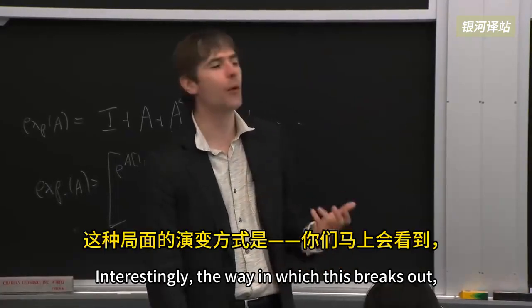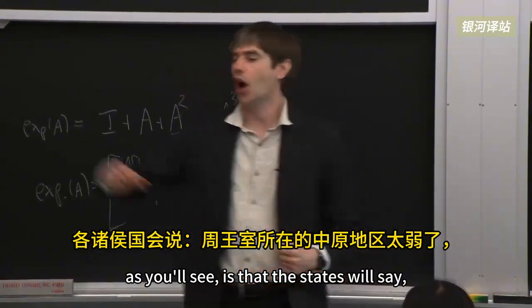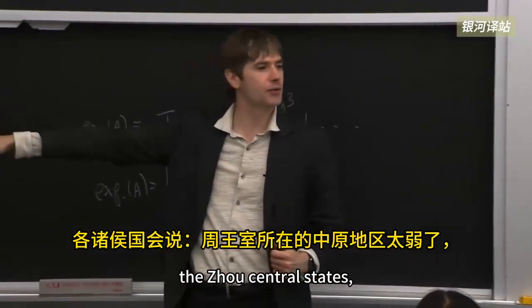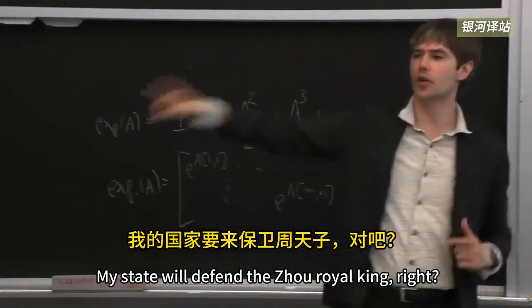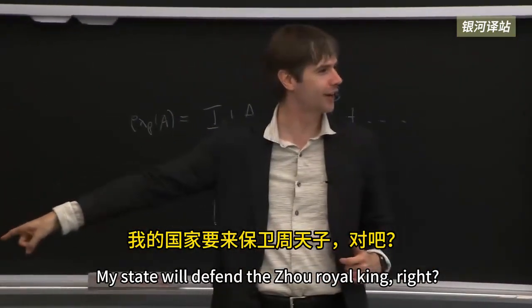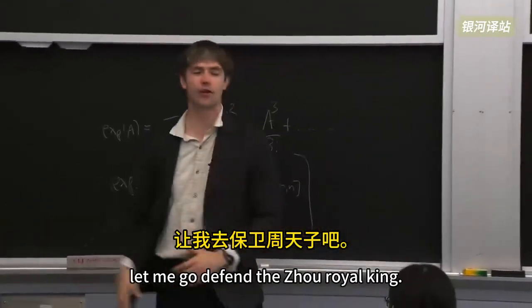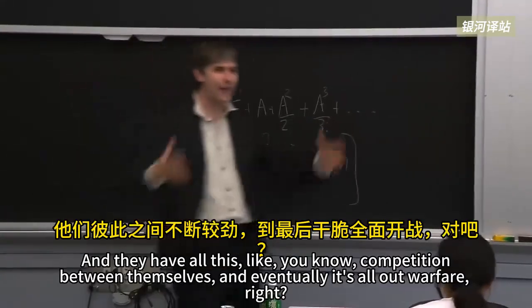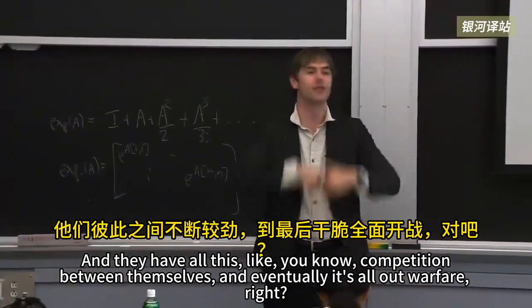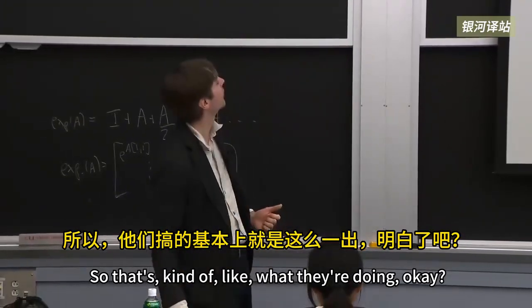Interestingly, the way in which this breaks out, as you'll see, is that the states will say, the Zhou central states are so weak they need to be defended. My state will defend the Zhou royal king. So they basically say, I have the biggest army, let me go defend the Zhou royal king. No, your army sucks, let's use our army. And they have all this competition between themselves, and eventually it's all-out warfare. That's the Warring States.